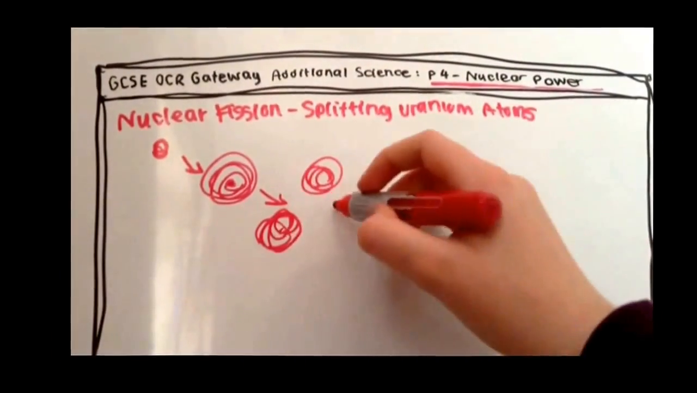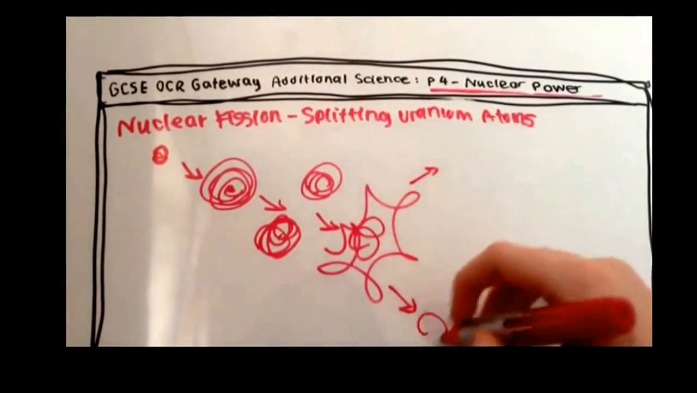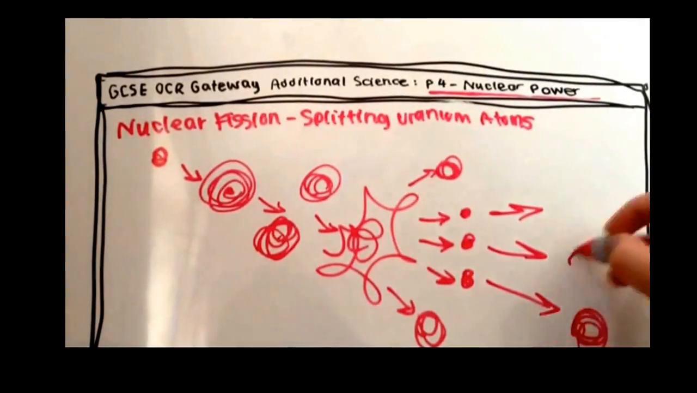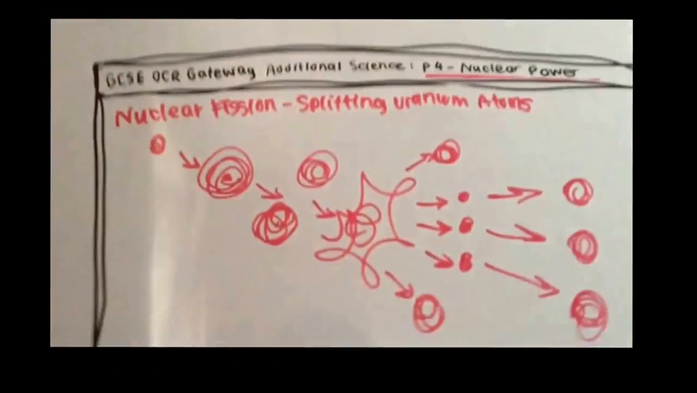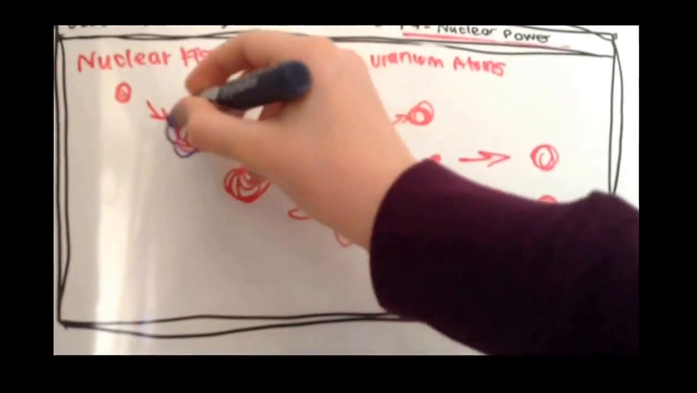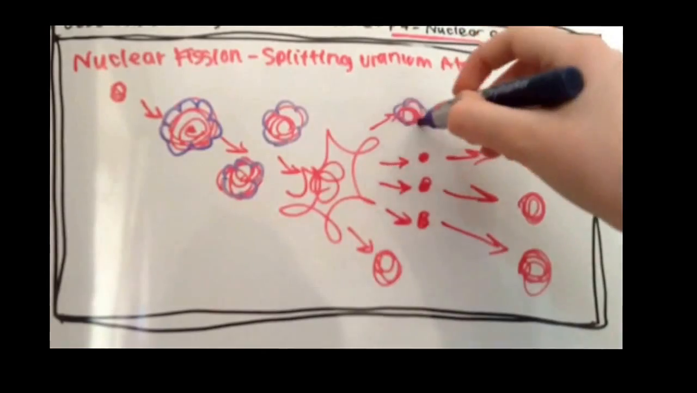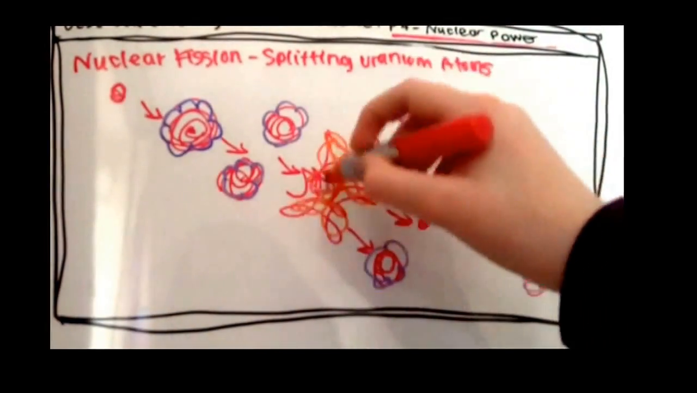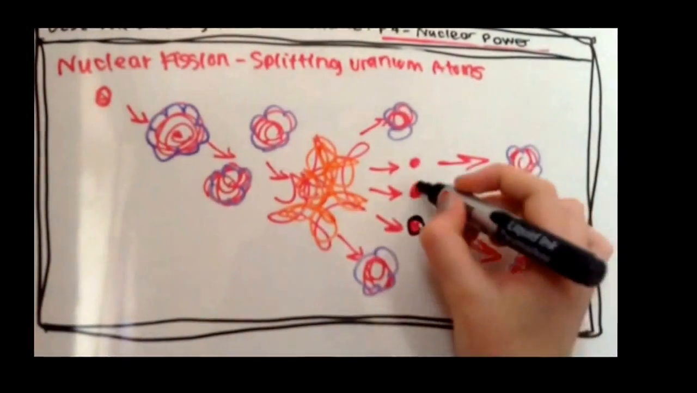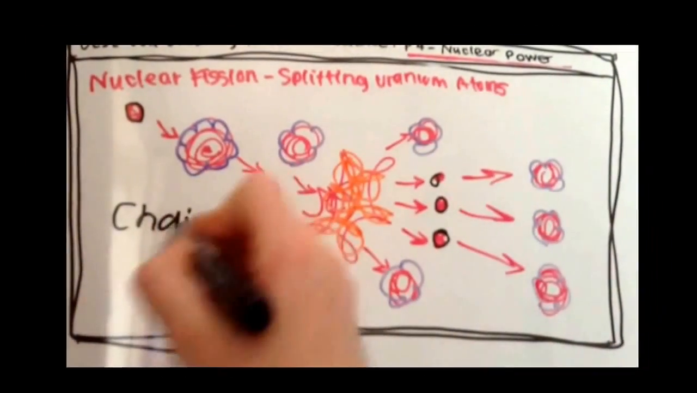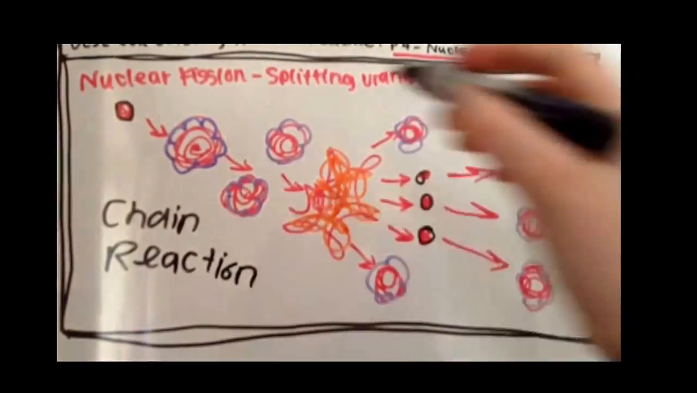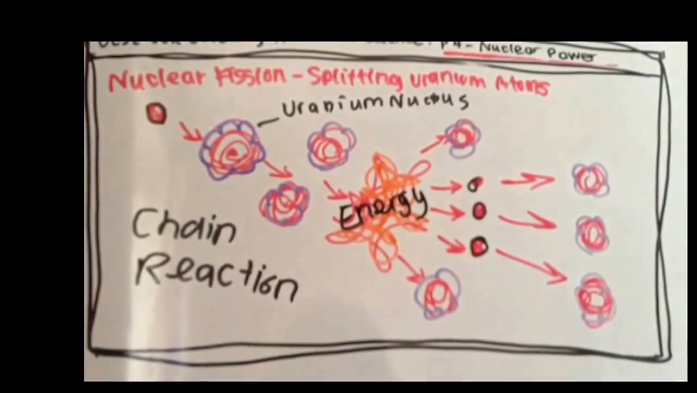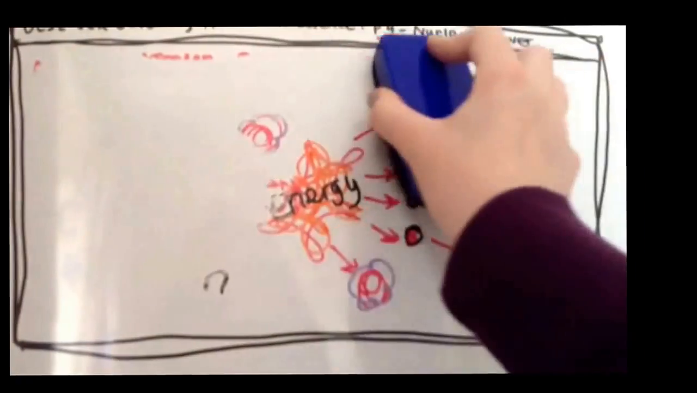So first you'll have this free neutron and it will crash into a stable uranium nucleus, making it unstable. And then after this, the unstable uranium nucleus will split into two nuclei and more neutrons, and this will produce a lot of energy. The new nuclei could be like barium and krypton and other stuff like that. But because it produces more neutrons, it will keep going on and on, making it a chain reaction. There's the uranium nucleus, the fission, lots of energy.